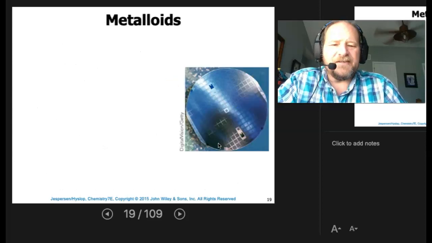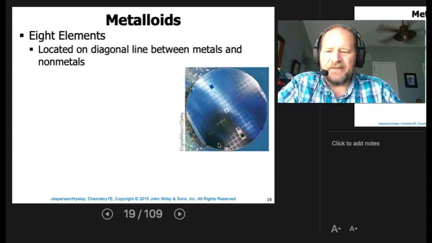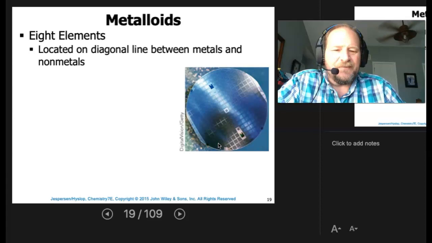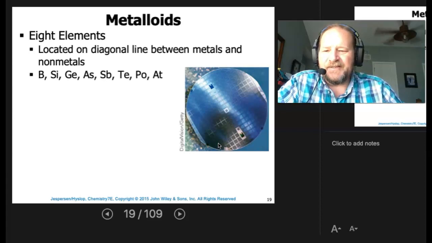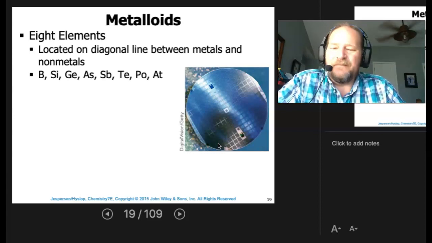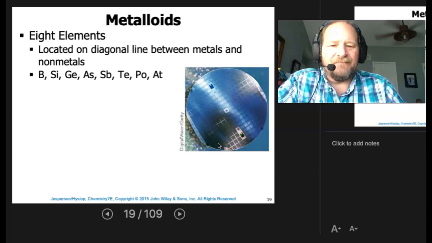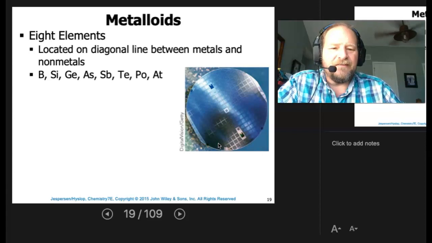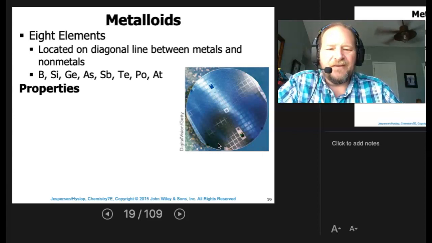Typically, most of your nonmetals will react with metals to form ionic compounds. All right, our last type here, metalloids. There are 8 elements that are metalloids. They're located on that diagonal line between the metals and the nonmetals. So you have boron, silicon, germanium, arsenic, and so on. We don't really work with the last 2 at all.